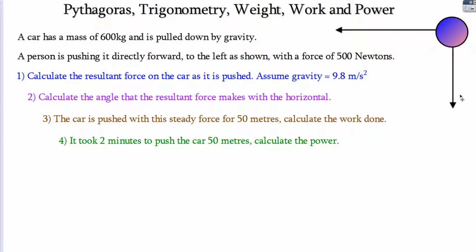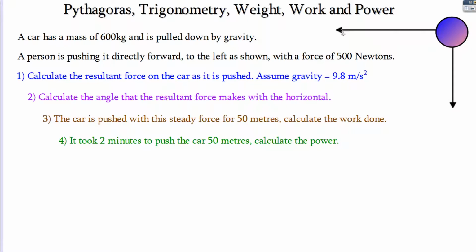But, of course, with mass, we can turn that into a weight or a force by multiplying mass times gravity. So weight is mass times gravity. Somebody is pushing it in this direction. So this is forward. So they're stood sort of behind the car, pushing this way, and they're pushing with a force of 500 newtons.